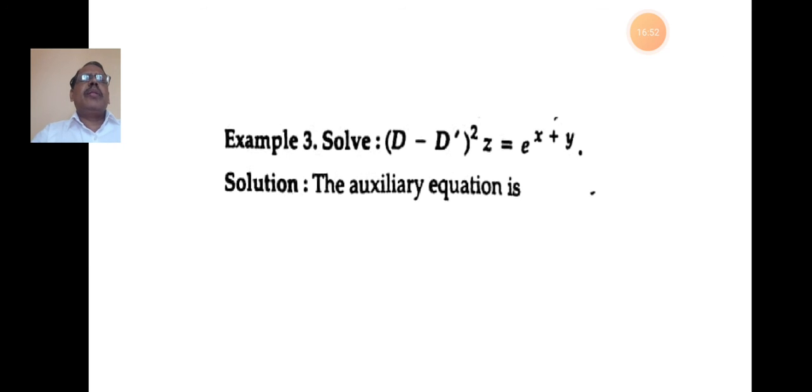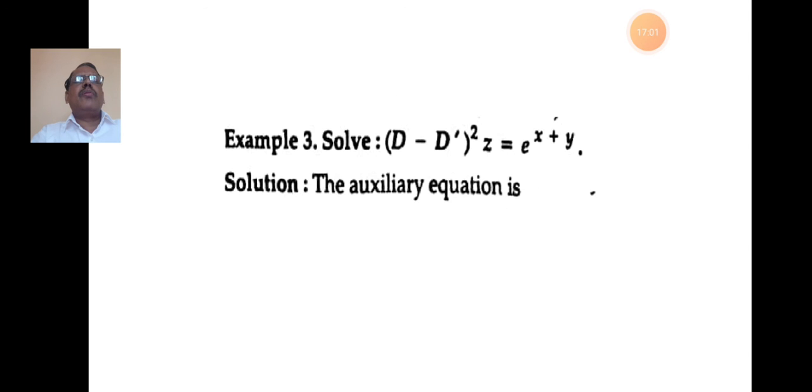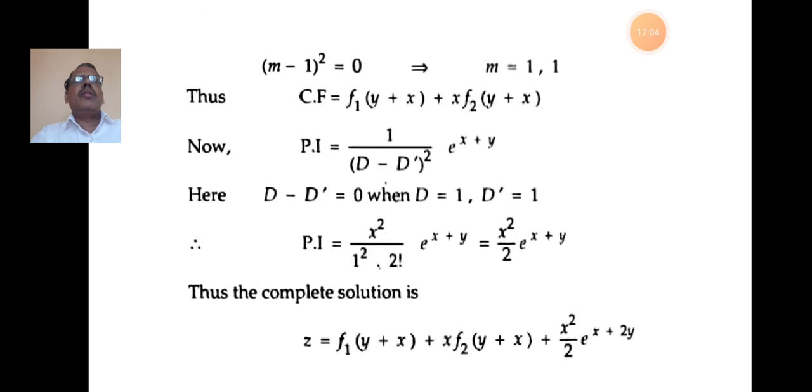Next problem: solve (D − D')² z = e^(x+y). Solution: the auxiliary equation, putting D = 1 and D' = m, is (m − 1)² = 0, so m = 1, 1. Since the roots are equal, the complementary function is f1(y + x) + x f2(y + x). PI = 1/(D − D')² · e^(x+y).